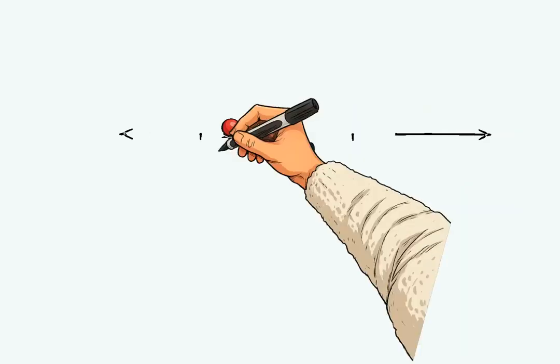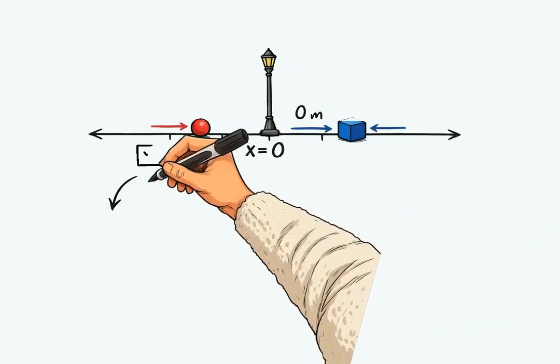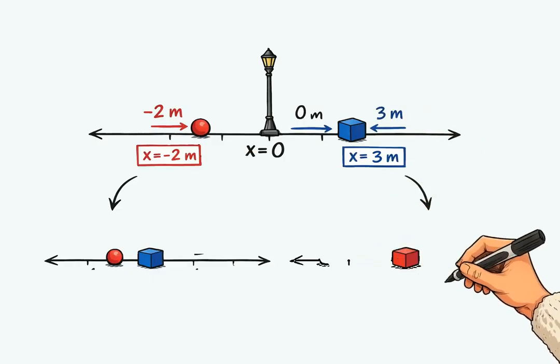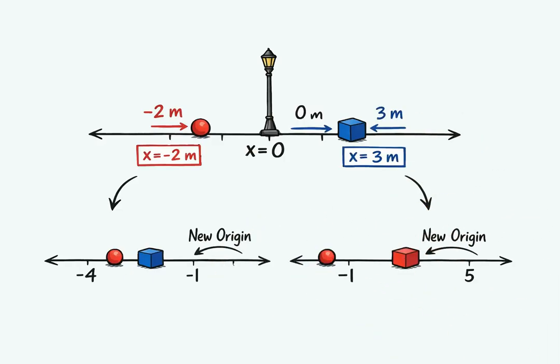With a coordinate system set, position is simply the coordinate x. If x equals 0 is a lamppost, and the object is 3 meters to the right, then x equals 3 meters. If it's 2 meters to the left, then x equals negative 2 meters. The origin is arbitrary by design. Physics is usually more interested in changes than absolute labels. Shifting the origin shifts all x values but does not change physical relationships.